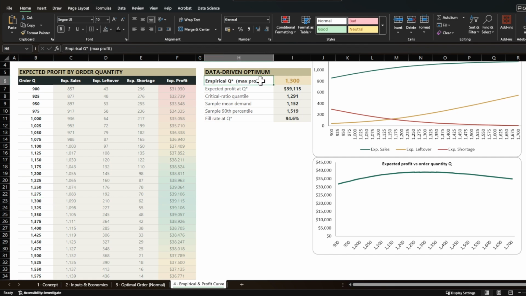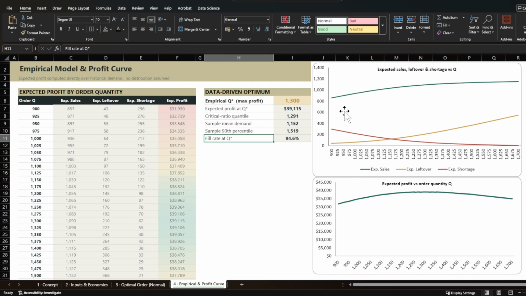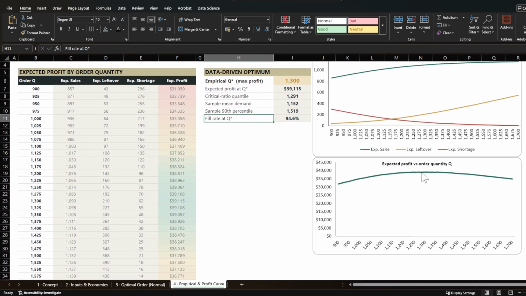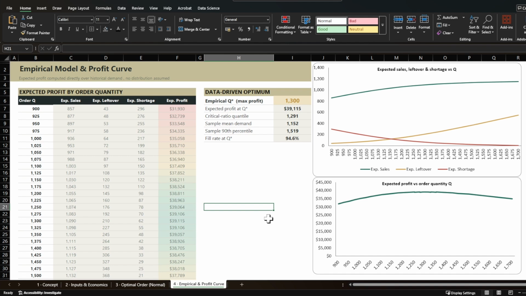As per this number, which is 1300, if I consider this as Q, the optimal order quantity, then this will be my profit, this will be my critical ratio quantile, this is my mean demand, and this is my 19th percentile demand, and my fill rate will be 94.6%. I can calculate everything. As I increase the order quantity, my expected sales increase, so there is a probability that my leftover also increases and my stock out decreases. But if you see the profit curve, it peaks at around 1300. So this is how you can calculate the optimal order quantity the empirical way as well.